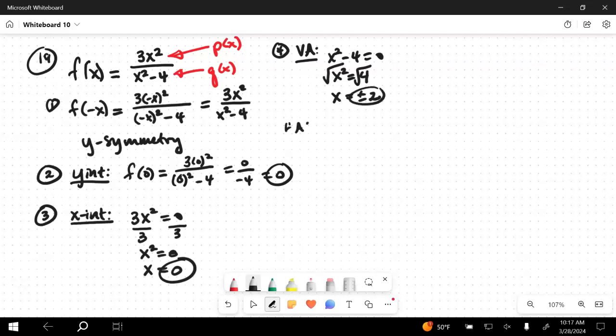To find the horizontal asymptotes, we're going to, in step number 5, this is horrible. I don't know what's wrong with my pen. I think the battery is getting low. We'll finish though.